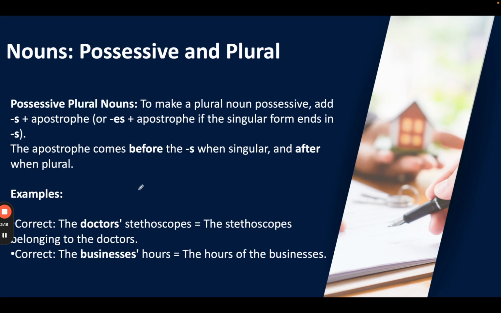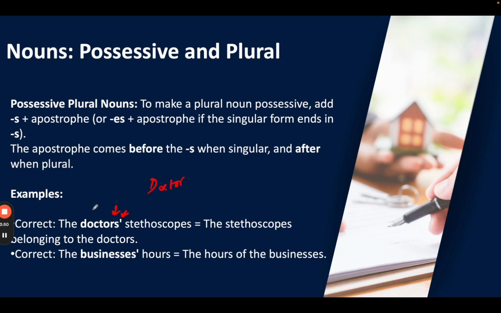Now, when it comes to plural nouns, you already have an s. Like, for example, doctor is singular and doctors is plural. You already have an s. So, how do you show the possession when the plural form already has an s? You basically just add an apostrophe and do not add any s after it. So, this is enough. Just adding an apostrophe after a plural form is enough to show that something belongs to somebody. In this case, the stethoscopes, they belong to the doctors.